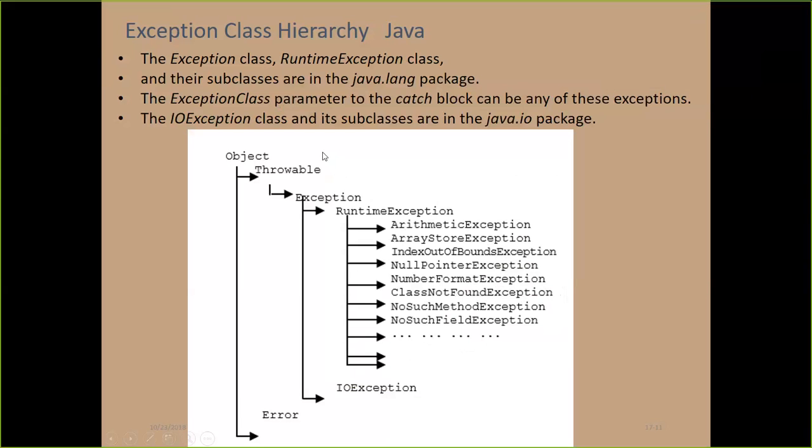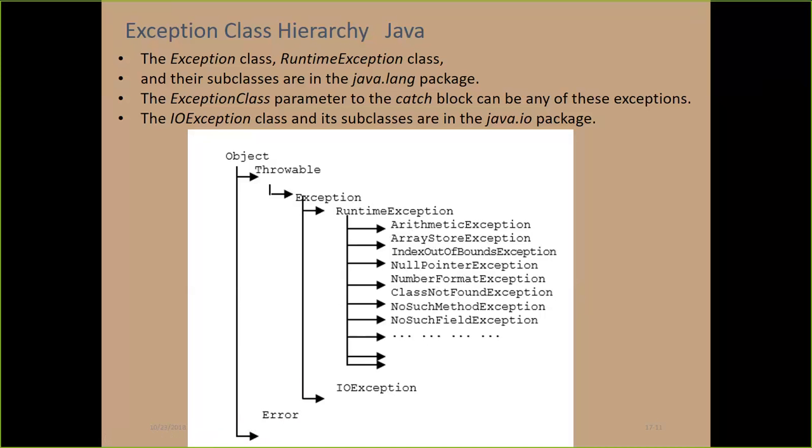Okay, so it's visible. So actually the class hierarchy is like this. I have my Object class at the top, then it has subclass Throwable, then it has subclass Exception, and it has two kinds of exceptions: runtime exceptions and IO exceptions. Runtime exceptions are of several kinds, like arithmetic exception, array store exception. And also the Error over here. So these are broadly classified into two types, called unchecked exceptions and checked exceptions. The exceptions under the Error class and RuntimeException are called unchecked exceptions.